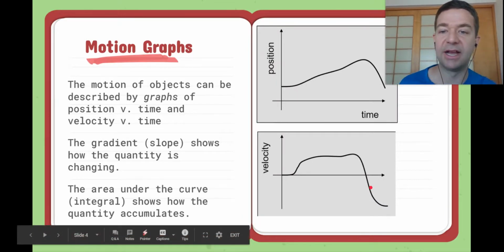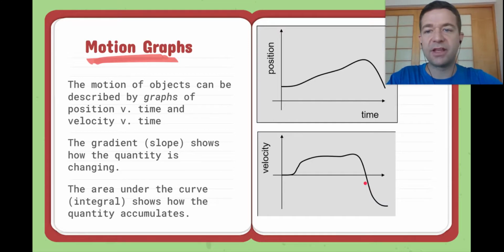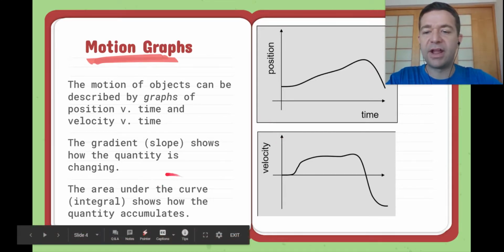When we look at the graphs, these calculus topics become a little bit easier to think about. We're going to look specifically at position and velocity versus time and how they're related. For the derivative, the gradient of a graph shows how the quantity is changing. What we mean is that if we look at the slope or the gradient of this line at any point, we can see how that quantity is changing, whether it's approximately staying the same, increasing, changing from increasing to decreasing, or decreasing.